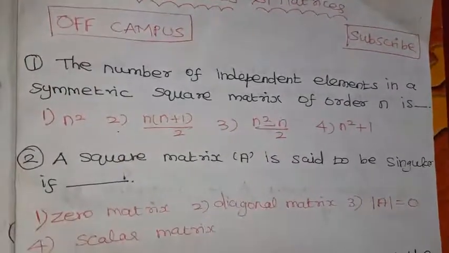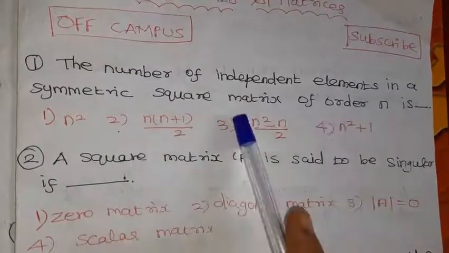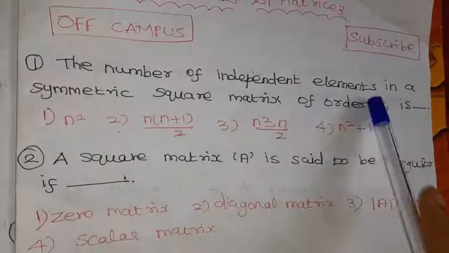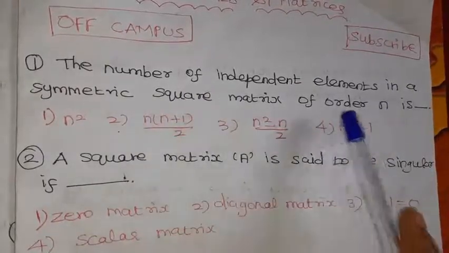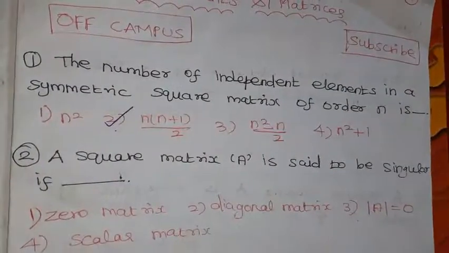First question: the number of independent elements in a symmetric square matrix of order n is nothing but n into n plus 1 by 2.